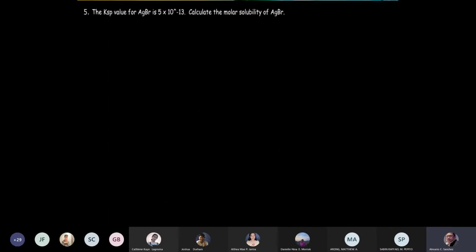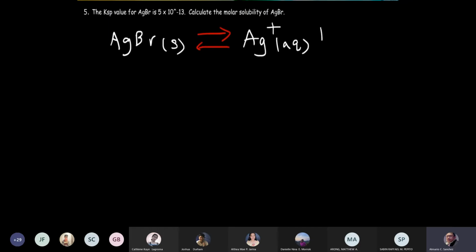Now let's work on a different type of problem. So we have the KSP value for AgBr. What is the molar solubility of silver bromide? Now the first thing that we need to do is we need to write a balanced chemical equation. So we got to write the dissolution reaction for AgBr. So if you were to put solid silver bromide in water, some of it will dissociate into silver cations and bromide anions. Now let's make an ice table.